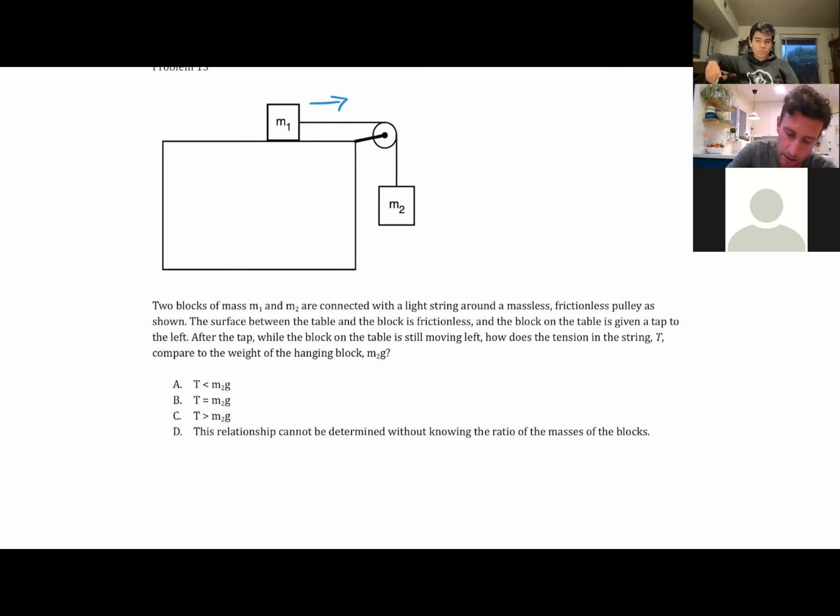So my question is, I've got force of tension here. The weight down here would be F sub G. What's the ratio between those? Which one would be bigger or smaller? That's equal to M2G. See what you can do with that.